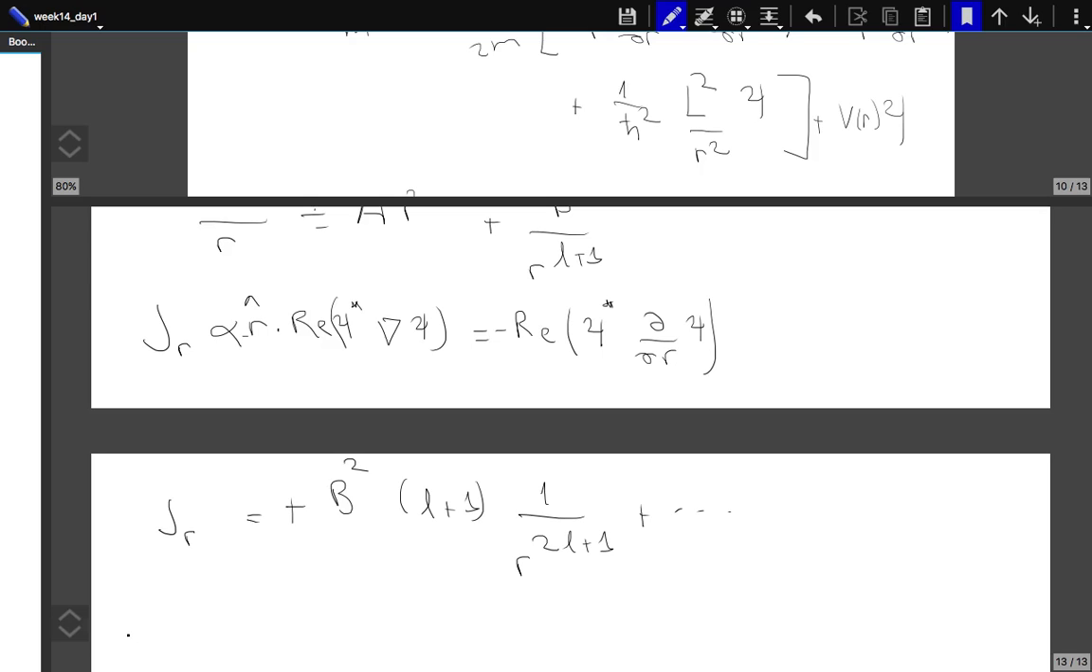And hence, this tells me that whatever my potential is, my wave function has this form, r to the power l, Y_lm of theta and phi, as r goes to 0. Now, again, if L is non-zero, this tells me that my wave function at the origin has to be zero. My particle cannot reach the origin if it has a finite angular momentum. This is also what we know from classical physics.